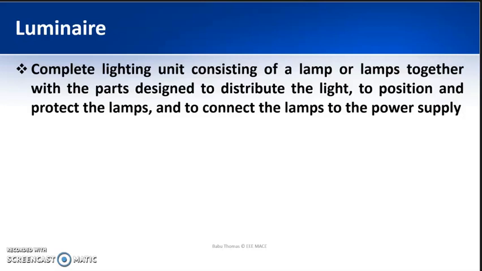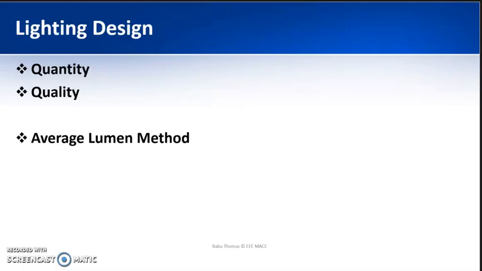Now, moving on to lighting design. The lighting design will be looking at two main factors. One is the quantity of lighting, and another one is the quality of lighting. The quantity is related to the terms luminous flux and illuminance. If I am able to choose a lamp which has a higher luminous output, say 6000 lumens, 12,000 lumens, or 7,000 lumens, we call that the quantity.